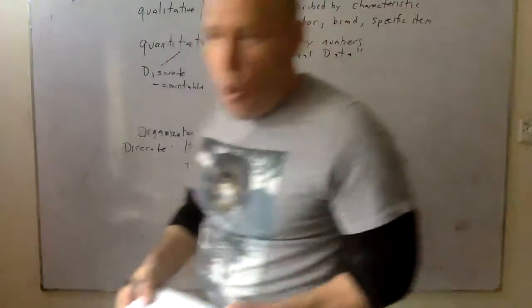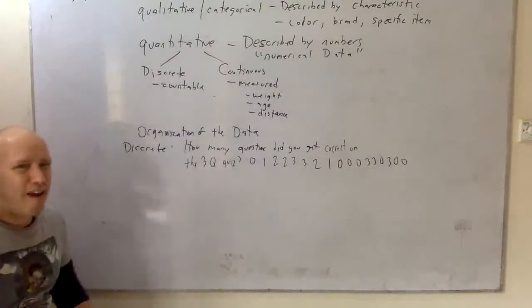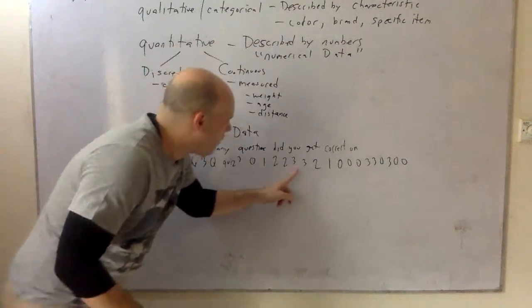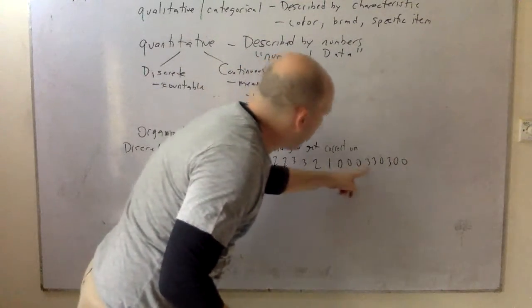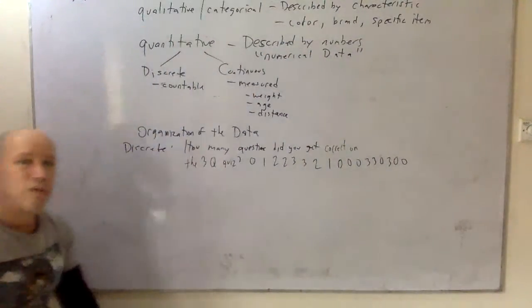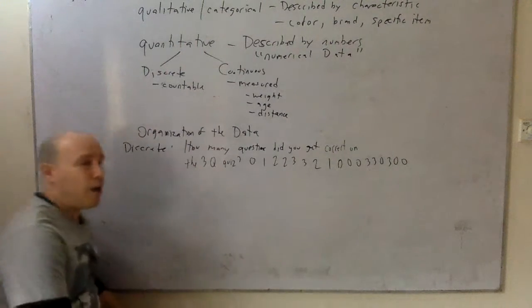So the question is, how am I going to organize this? Because if someone asks me what the scores are, I don't want to read them all off. How many scores? Like 17? 1, 2, 3, 4, 5, 6, 7, 8, 9, 10, 11, 12, 13, 14, 15, 16, 17. I don't want to say all 17 scores. I want to be able to organize them. So the first thing we're going to make is a column chart.